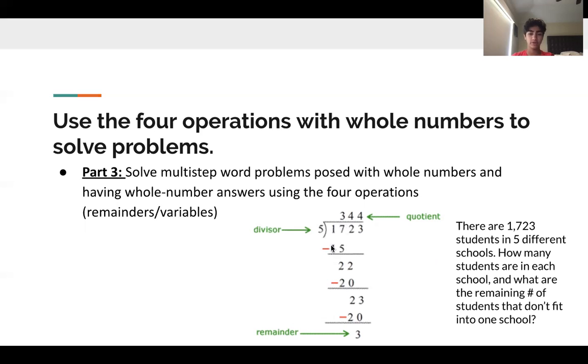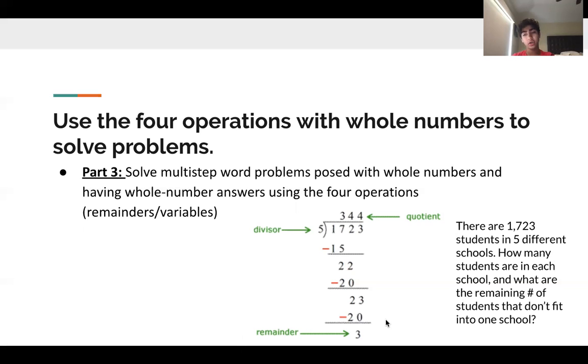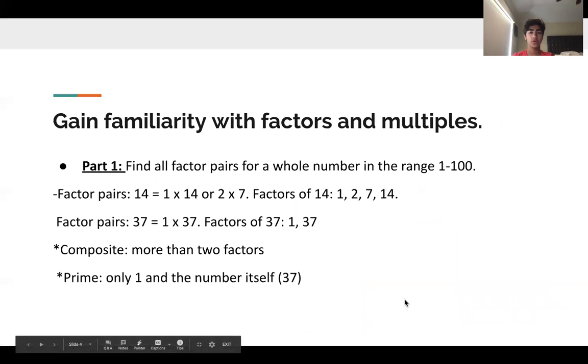How many times does 5 go into 23? That's 4 times, right? So we're at 344. 5 times 4 is 20, and then you have a remainder of 3. So 344 remainder 3. So to answer the question, you would simply say there are 344 students in each school, and 3 students don't fit into one specific school. Okay, perfect. Let's go ahead and go on to the next slide here.